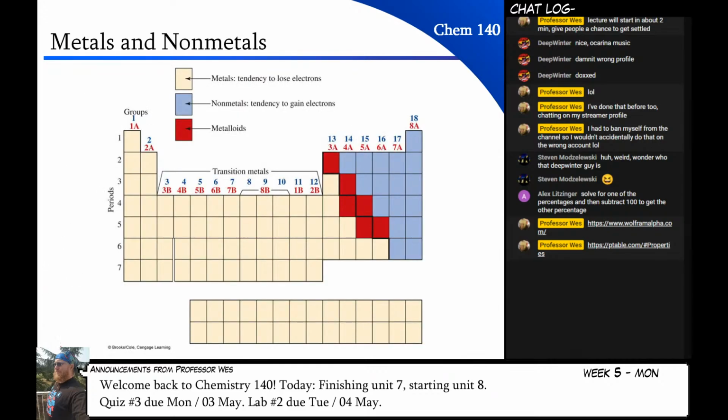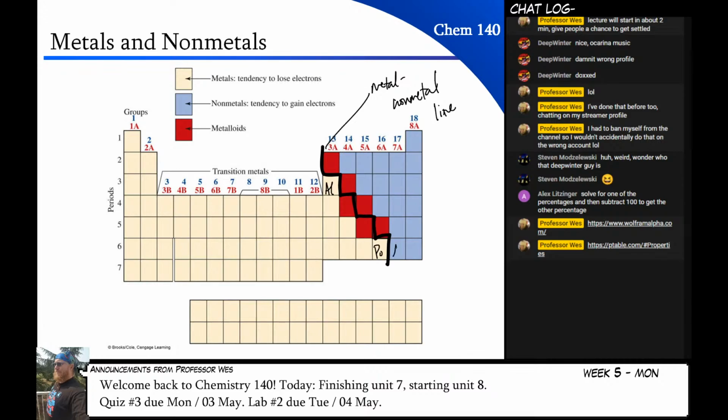So I'm going to grab the felt tip pen and we're going to draw this staircase real solid so that you can see it. What I have drawn here, this is the metal, non-metal line. And things that touch the metal, non-metal line are metalloids, with one exception that we care about, and that's aluminum.